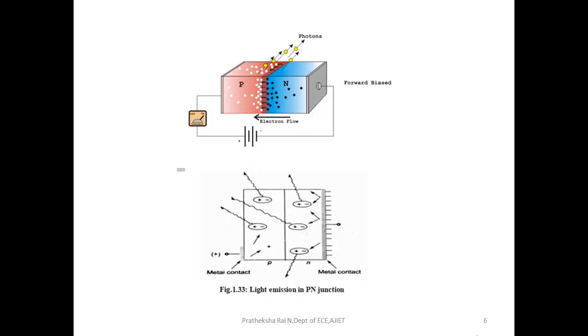So from the exam point of view, you should be able to draw this diagram. There is a metal contact, then the combination of holes and electrons emits photons as light. So this is exactly about the light emitting diode.